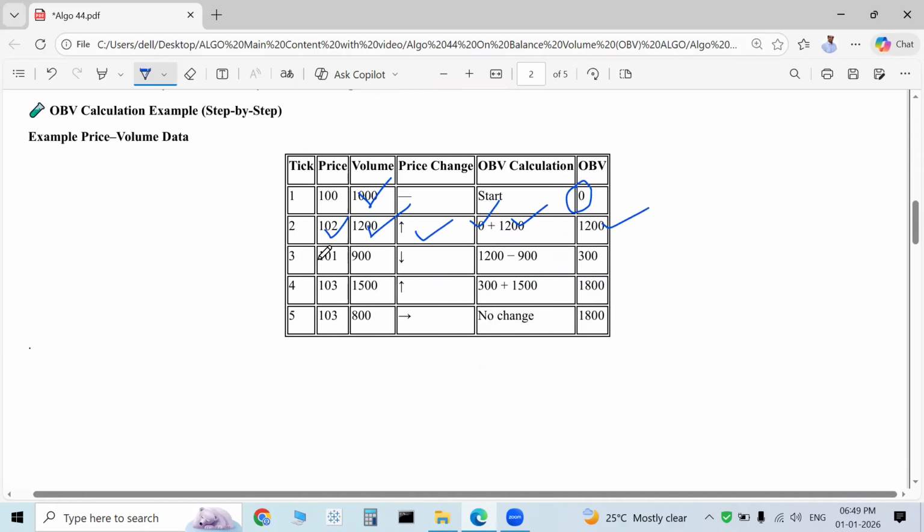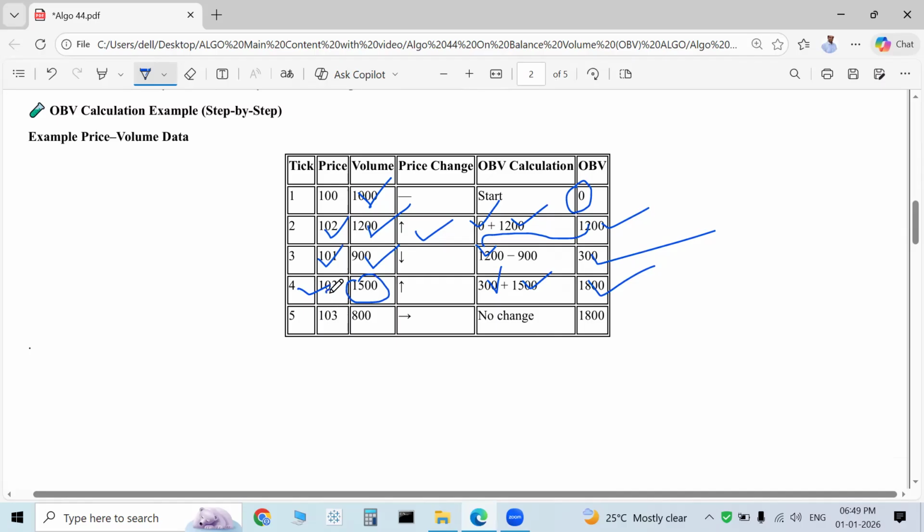Now in the next part, the price is decreased, so we subtract this volume from the previous OBV. The previous OBV is 1200 minus 900, so the new OBV is 300. Next, in the next iteration, the price increases, so we add this new volume to the previous OBV. So 300 plus 1500 is 1800.